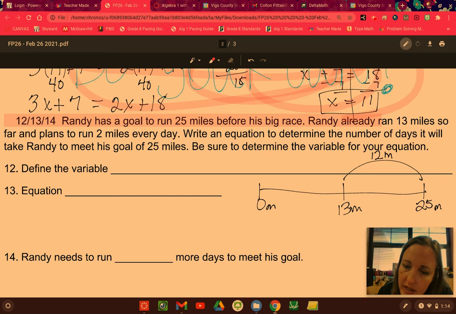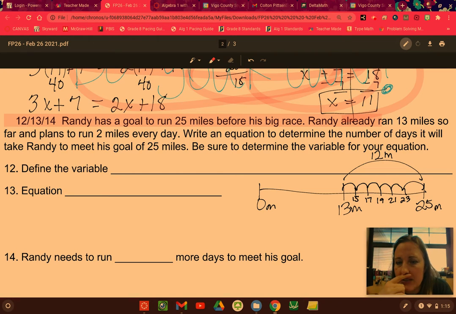And so then I know after 1 day, he will have run 2 more miles. So he's at 15, 17, 19, 21, 23, 25. So how many days was that? 1, 2, 3, 4, 5, 6.